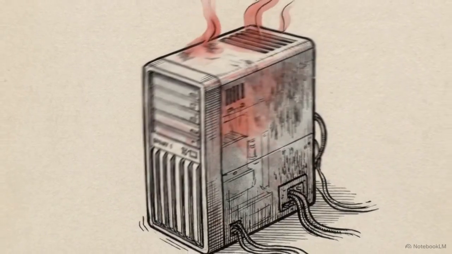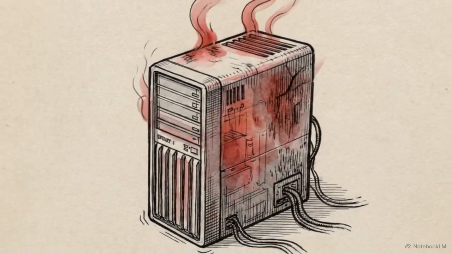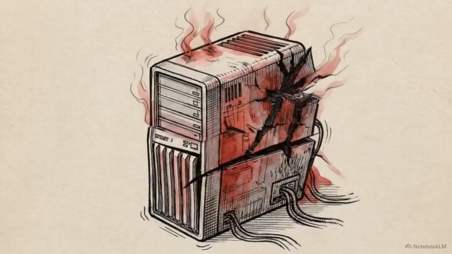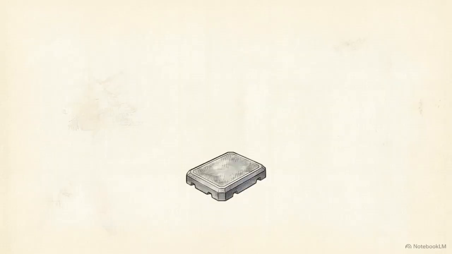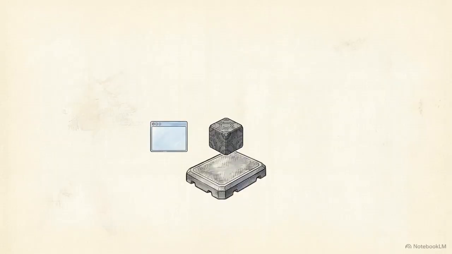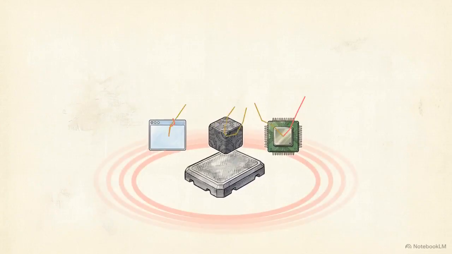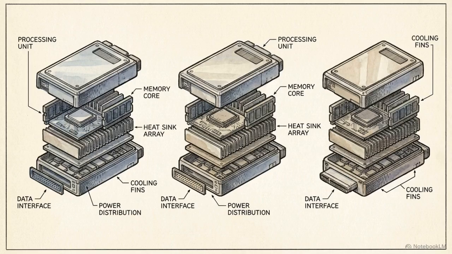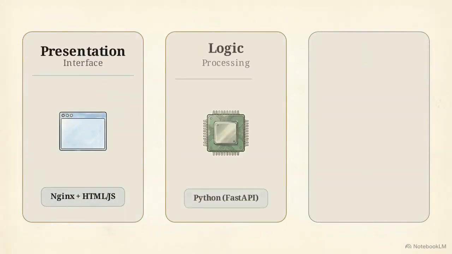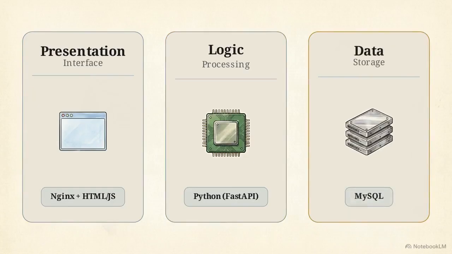When you run a deep learning application on a single local machine, you eventually hit a physical wall. The server must handle the interface, the logic, and the raw computational crunching simultaneously. To solve this, we separate the system into a three-tier architecture, dividing the application into presentation for the interface, logic for processing, and data for storage.